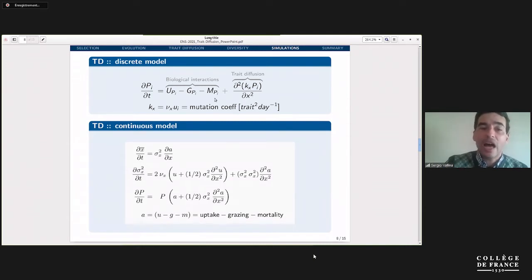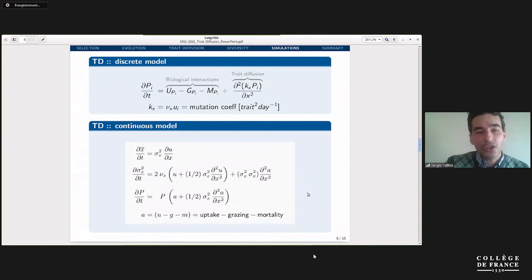But instead of having to solve as many equations as ecotypes of the discrete type in your model, you only solve for 3 equations, which are the change in mean size, in this case, mean trait, in our case is size, the variance of the size, that means the diversity, and the total phytoplankton.